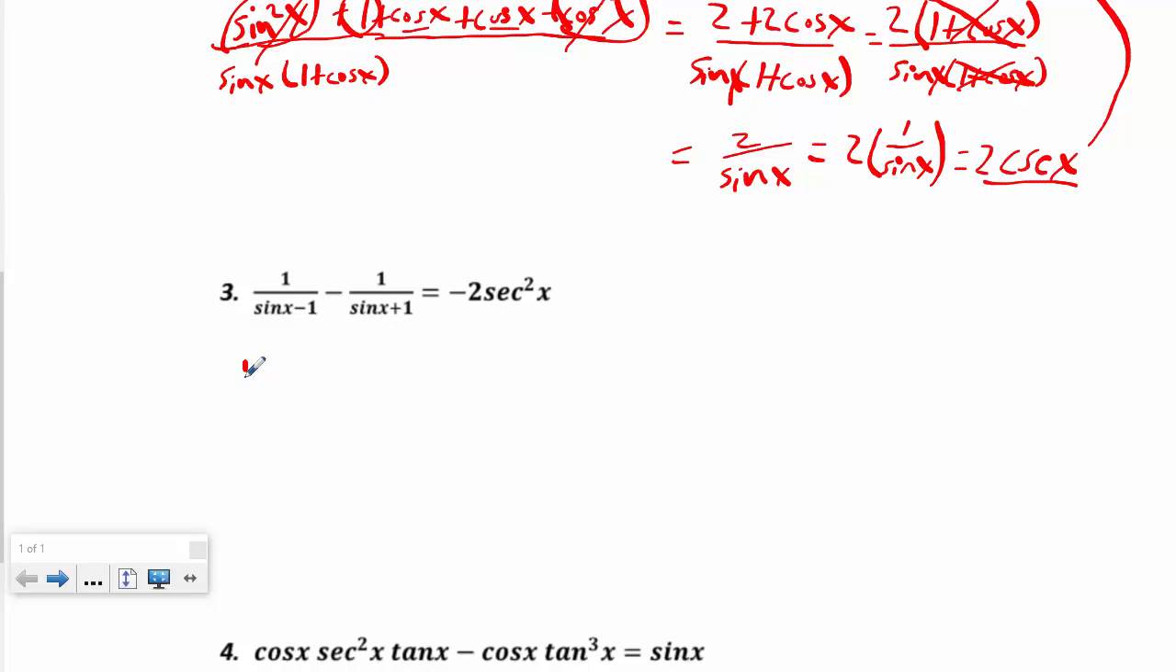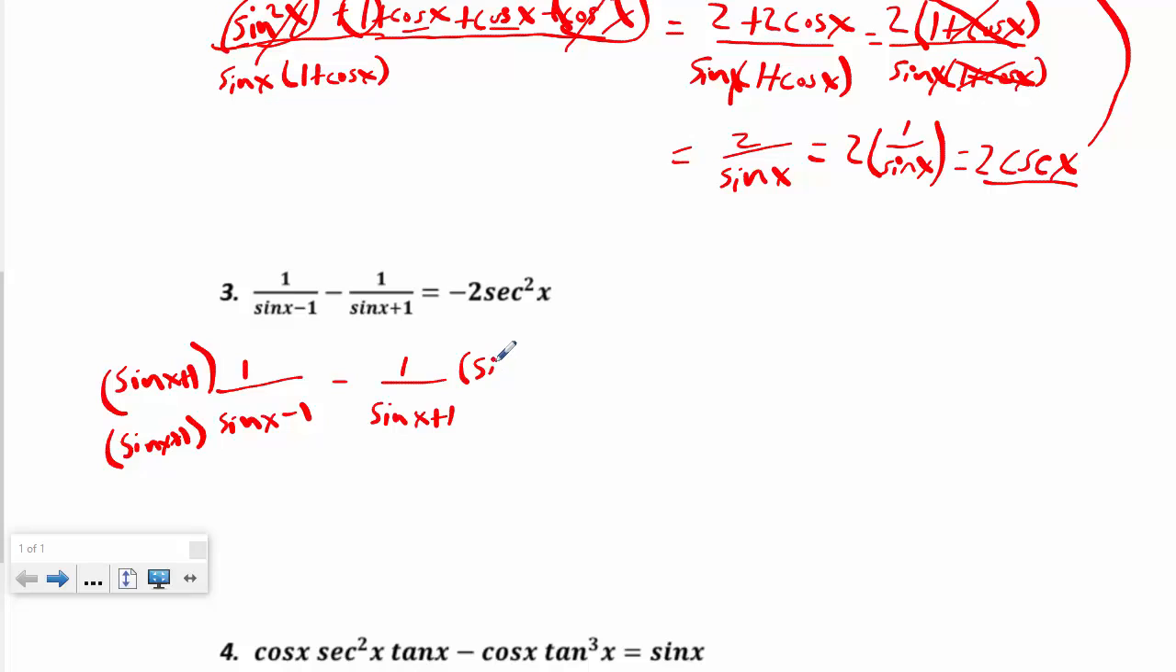Alright, so I'm going to copy this. And I got 1 plus sine x minus 1. And I'm going to multiply the top and bottom of this by sine x plus 1 and sine x plus 1. And then I got a minus. And I got this other fraction here from the problem, 1 over sine x plus 1. And what I'm going to do is actually multiply the top and bottom of this by sine x minus 1. And the reason I'm doing that is, you notice, if I multiply this and this, it'll be the same thing as this and this. That will give me a common denominator.